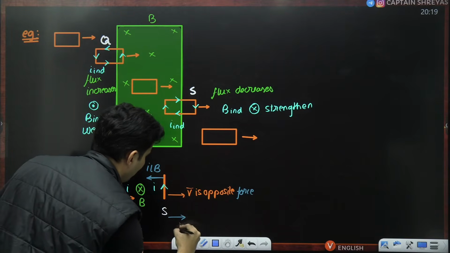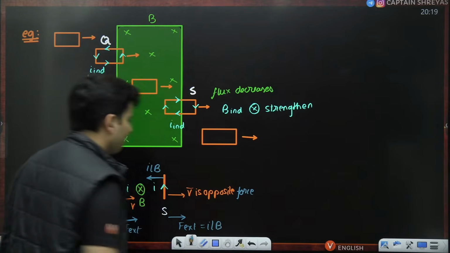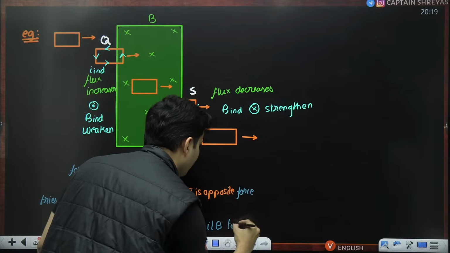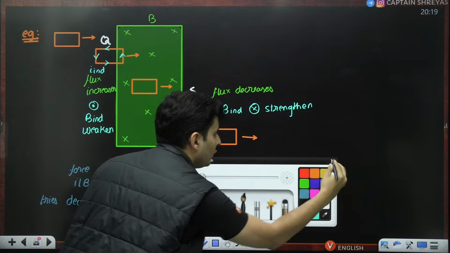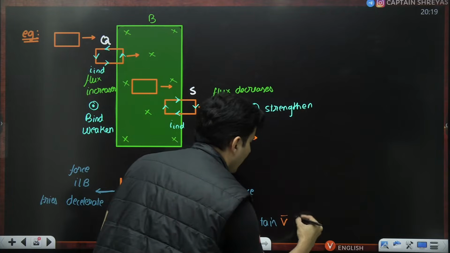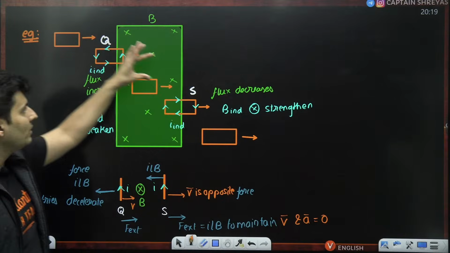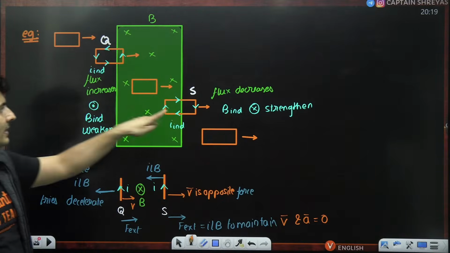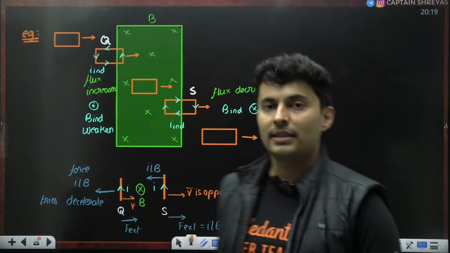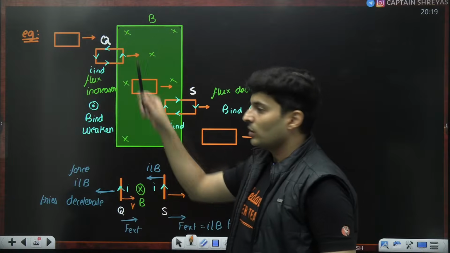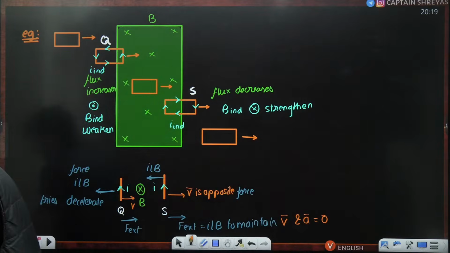You will have to apply an external force whose value is ILB to maintain, what do you want to maintain? To maintain the velocity and keep the acceleration 0. That means it has to go uniformly inside. So at this and this place, you have to apply a force, or else it will decelerate, because it is trying to decelerate because of that ILB force. Is this clear?